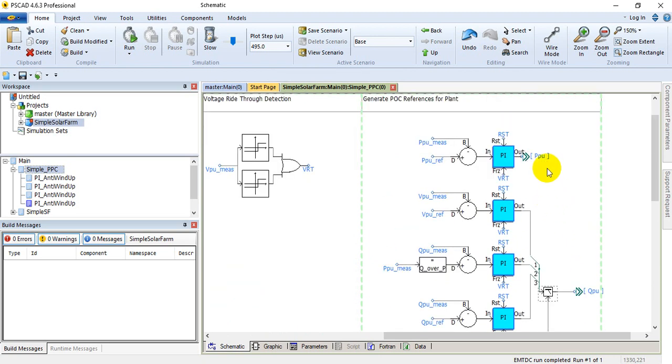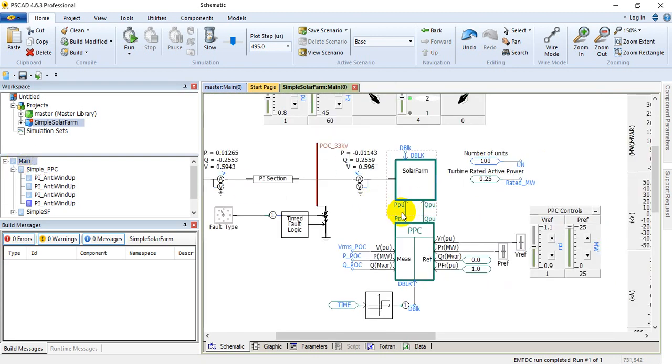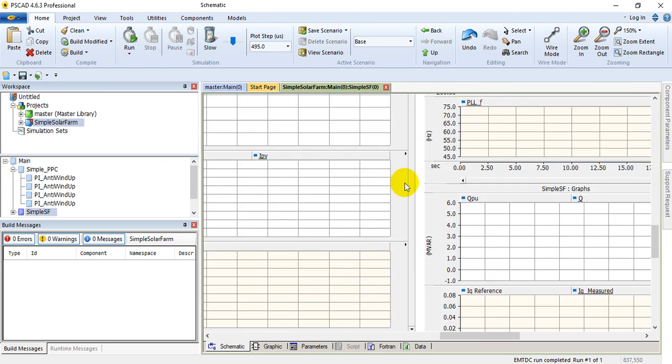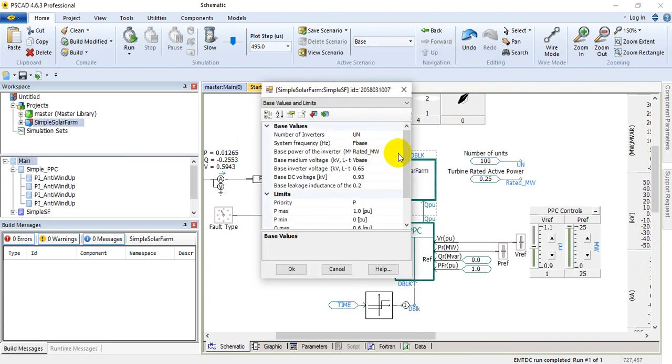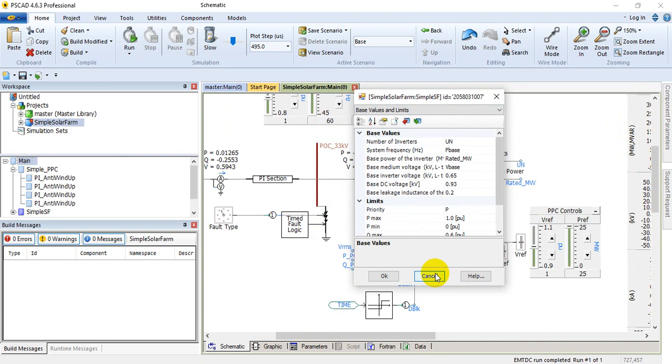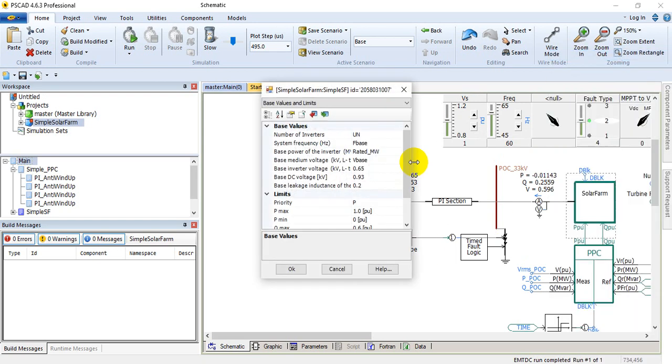So the power plant controller has only two inputs, the P per unit and Q per unit. The same thing will be back here, feeding these two outputs to the solar farm. These two outputs of the power plant controller will become the input to the inverter. Before showing this, let's go and see the added parameters for our simple solar farm. Here again, the number of inverters and the system frequency base, given as F base, is 60 Hz, and similarly V base is taken as 33 kV for the solar farm. So this is the way to show your data.